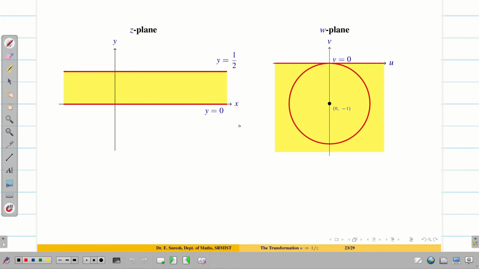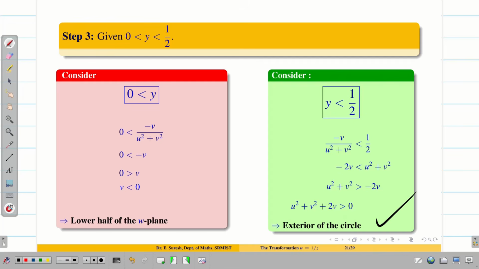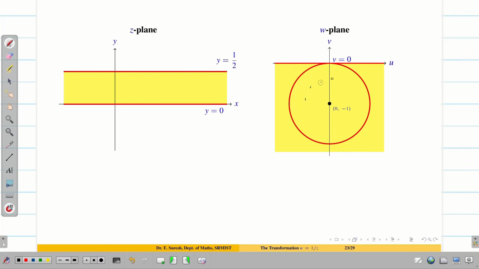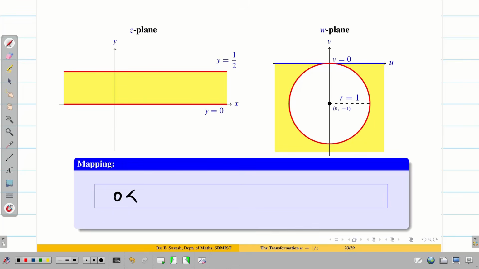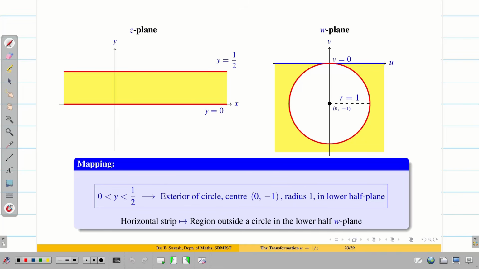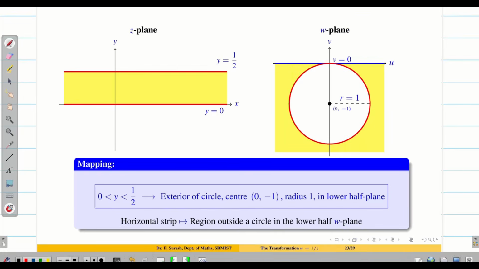Now we have to go back to step 2. See here, it is clearly mentioned exterior of the circle. So whenever we draw the diagram, we have to shade the region outside the circle. Therefore, I have to remove this yellow region. This represents outside of the circle. Outside the circle, it was colored. Therefore, 0 less than y less than 1 by 2 maps into the exterior of the circle with center 0 comma minus 1 and radius 1. So here the horizontal strip is mapped into the region outside the circle and the lower half of the w plane. Hope you understand, students.